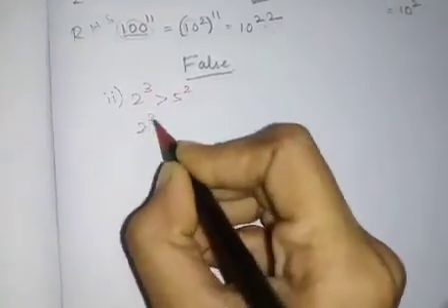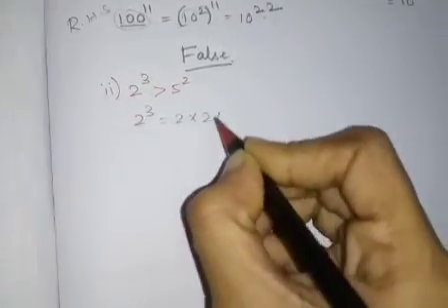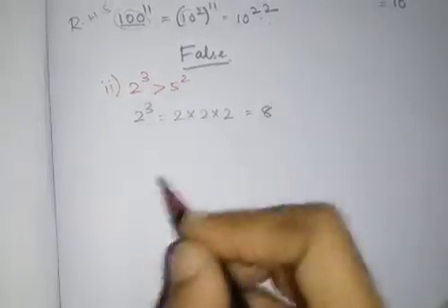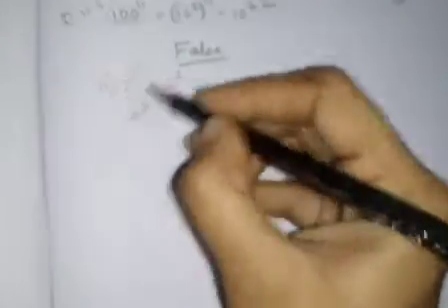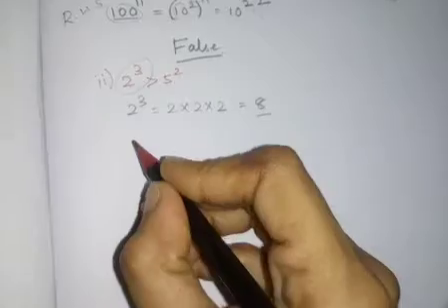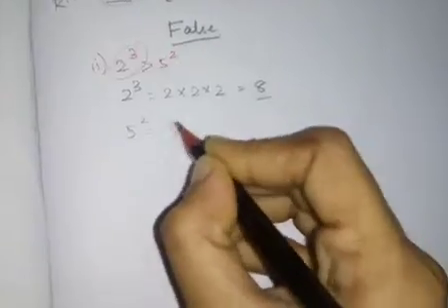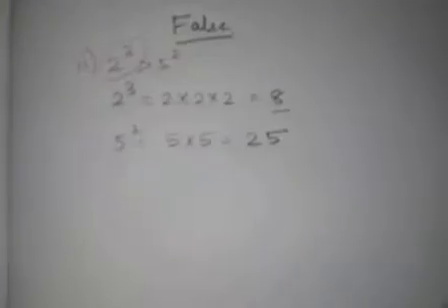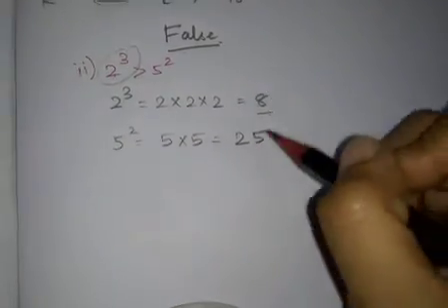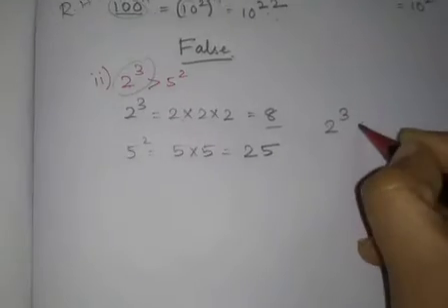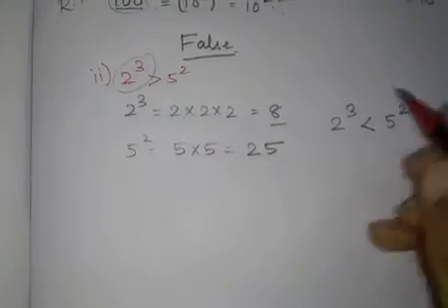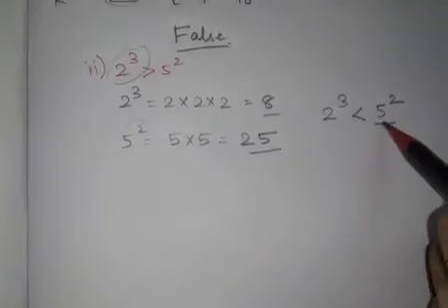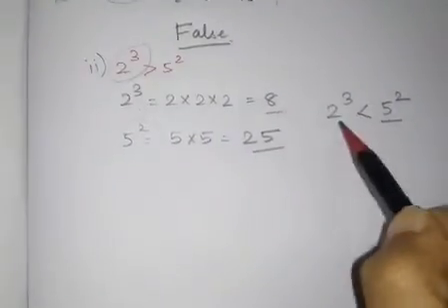Okay, 2 cube means how will you write? 2 into 2 into 2, right? 2 2s are 4, 4 2s are 8. Okay, the answer is 8. 5 square means 5 into 5. 5 5s are 25. Okay, so by this we are saying that 2 cube is less than 5 square, right? Because 5 square is 25, which is greater, and 2 cube is 8, which is lesser.